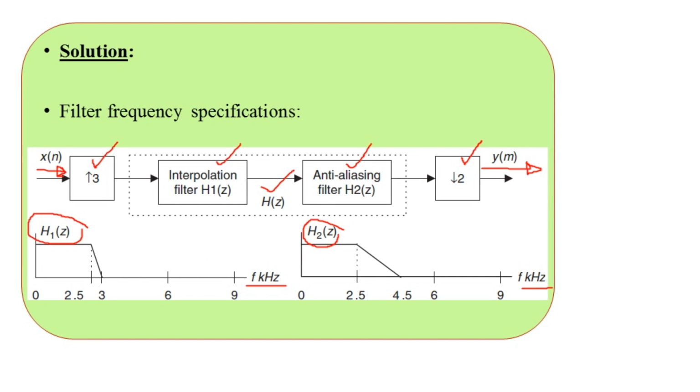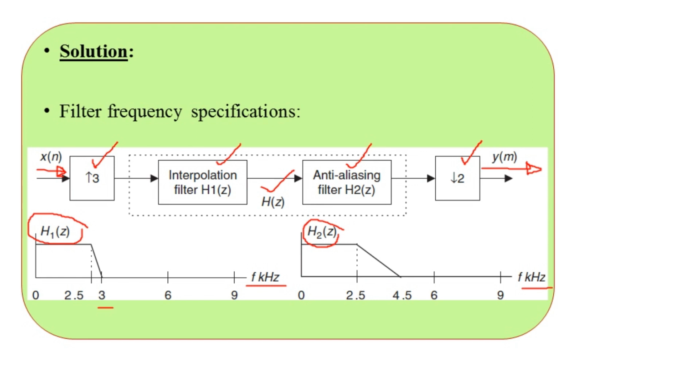Now you see here it is starting at 0, we have the drop down at the point 2.5, and it is coming to the value 0 at 3 on the frequency axis for the first type of filter. Whereas for the second type of filter we have the amplitude constant from 0 to 2.5, then there is a drop down and it is coming to the value 0 for the frequency value in kilohertz at 4.5 here.